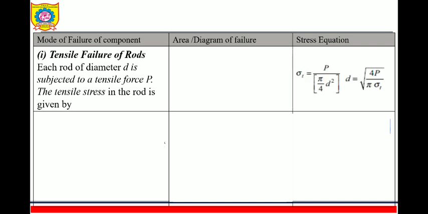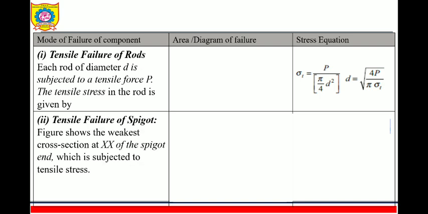Its equation is very simple. We know that sigma T is equal to P upon pi by 4 d square, where d is the diameter of rod. Therefore we can easily reshuffle the term and we can find out what the d is. D is equal to under root 4P upon pi sigma t, or you can keep this equation as it is. So we can find out the failure of the rod. Next is tensile failure of the spigot.